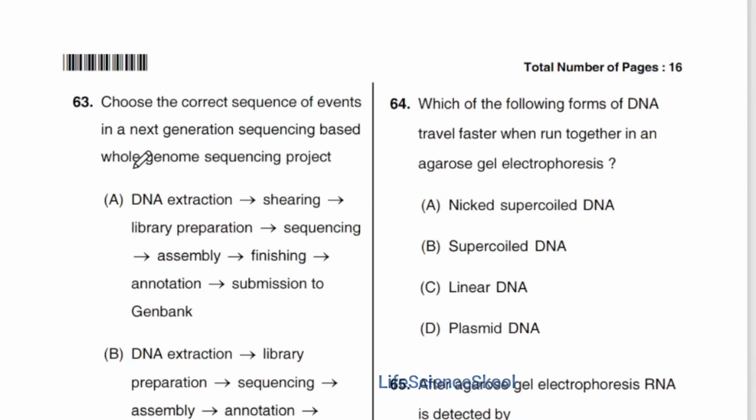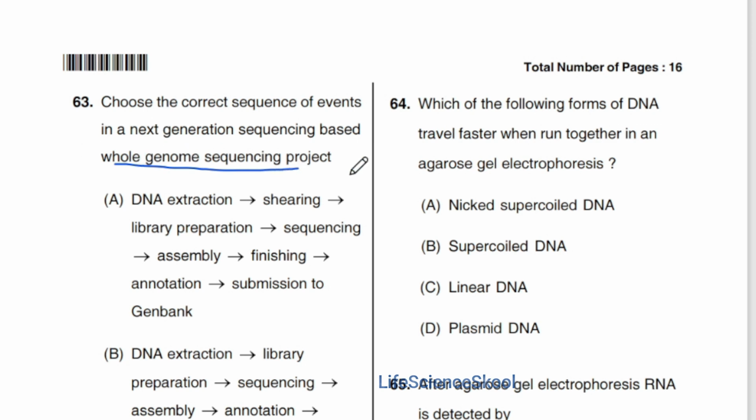Before answering this, we will know what is whole genome sequencing. Okay, whole genome sequencing, that is WGS. It refers to the construction of the complete nucleotide sequence of a genome. Complete nucleotide sequence is what they are going to construct. That's why it is called a whole genome sequencing project. And how are they going to do that?